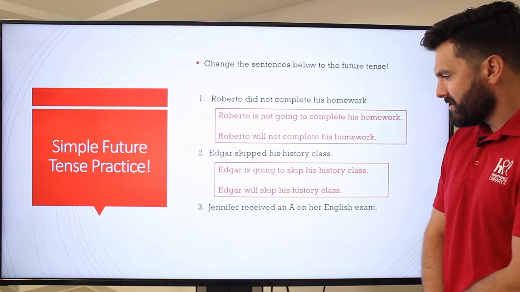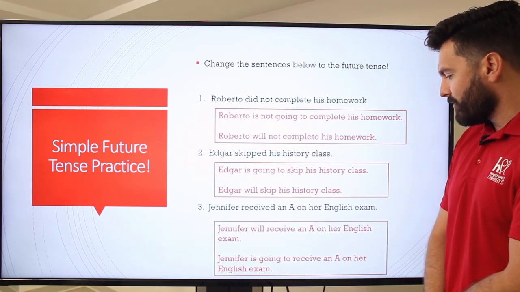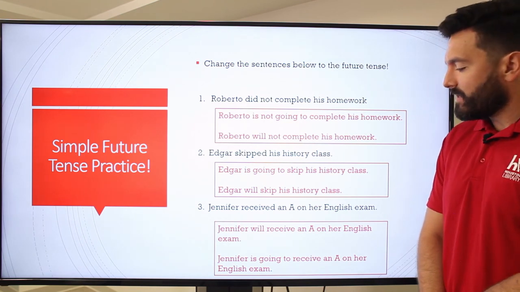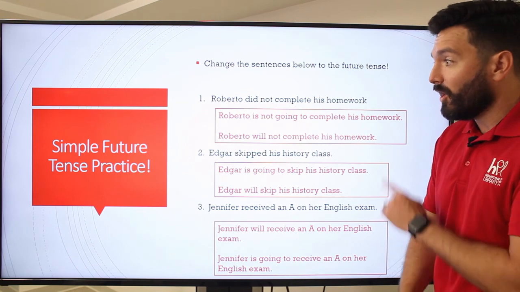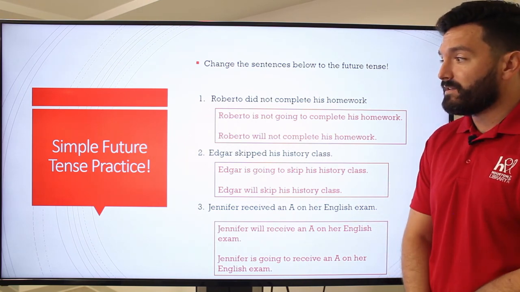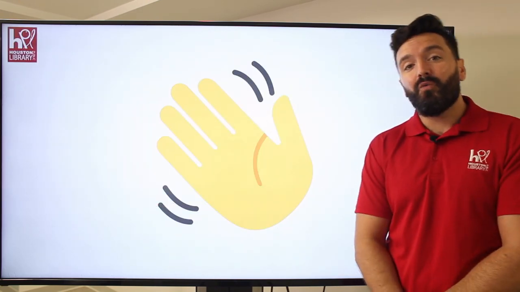And then finally, Jennifer received an A on her English exam. Great job, Jennifer. Jennifer will receive an A on her English exam, or Jennifer is going to receive an A on her English exam. All right, well, I hope you got all of those, and I hope you understand the simple future tense.